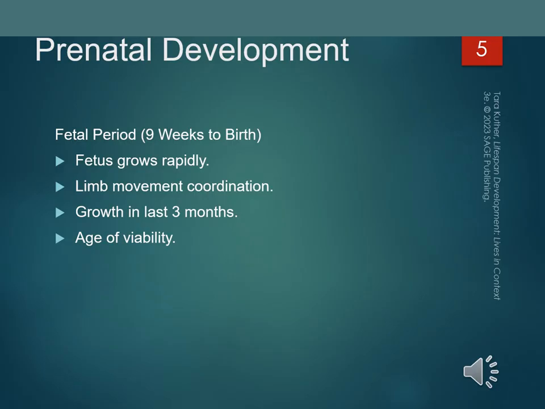The final stage is the fetal period, beginning at week 9 and continuing until birth. The organism, now called a fetus, undergoes rapid growth and increasing complexity. By the 14th week, limb movements become coordinated. The fetus is covered in lanugo, a fine hair, and protected by vernix caseosa, a greasy substance. The last 3 months are marked by substantial growth. Around 22 weeks, the fetus reaches the age of viability, the point at which survival outside the womb becomes possible with medical support.